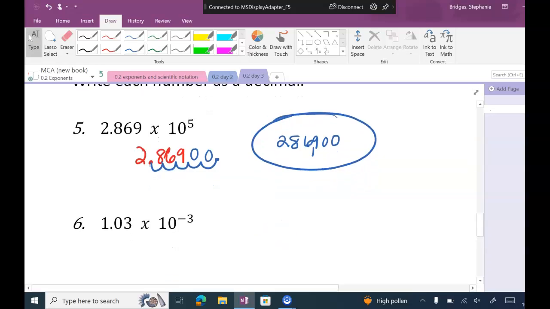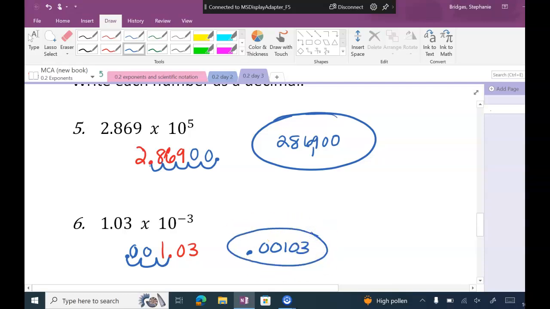All right, same thing with number 6. We're going to start with the 1.03. This time I'm moving my decimal 3 places, but I'm going to move it to the left, making it smaller. 1, 2, 3. And again, in those empty spots, I'm going to fill in zeros. So 0.00103 is my answer. You can put a 0 in front of the decimal or not. I don't care about that.